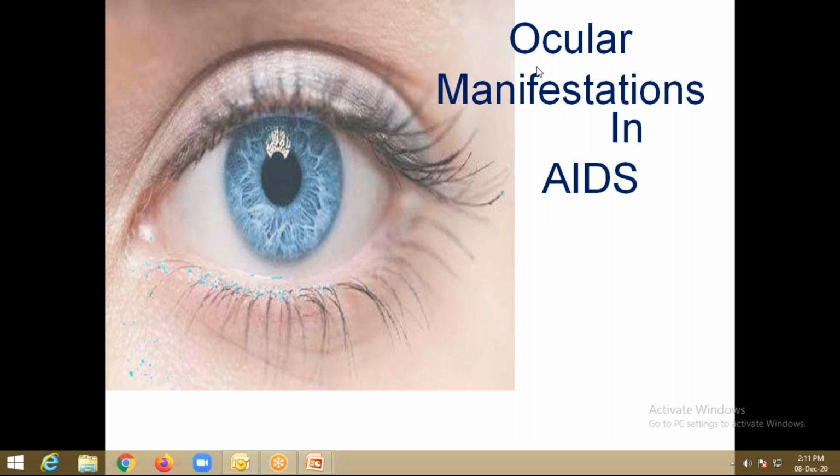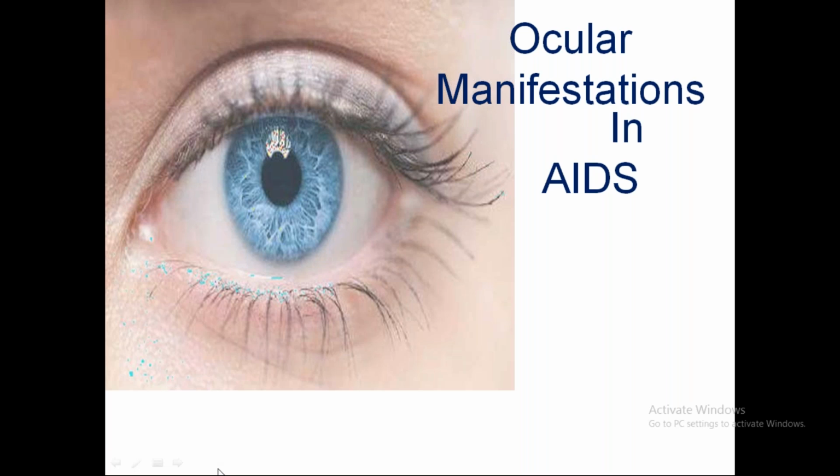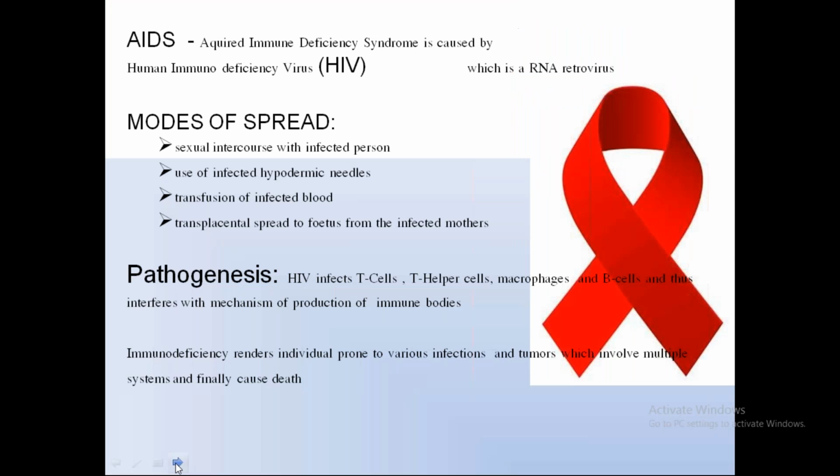Okay. So today's topic is ocular manifestations in AIDS. You know what is AIDS? What is HIV? Right? So acquired immunodeficiency syndrome, which is caused by human immunodeficiency virus, which is an RNA retrovirus, right?